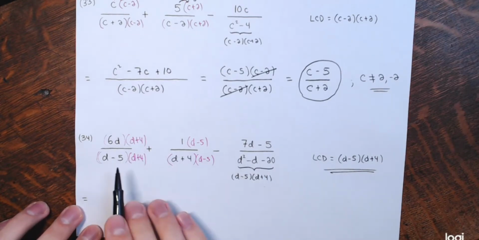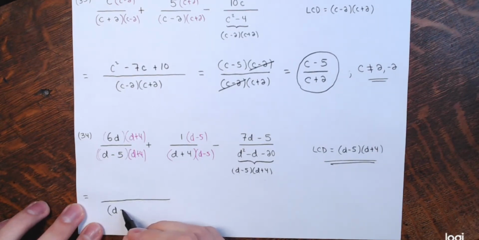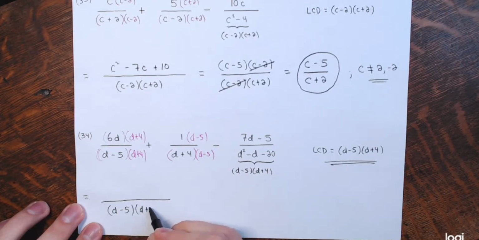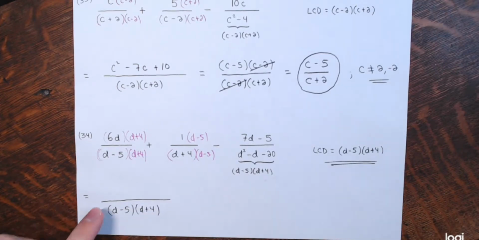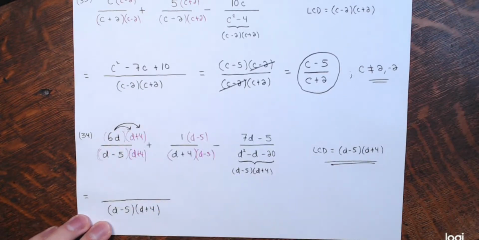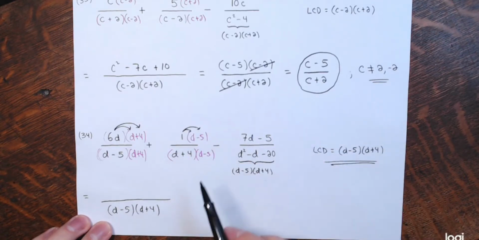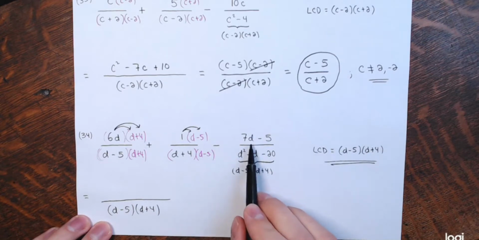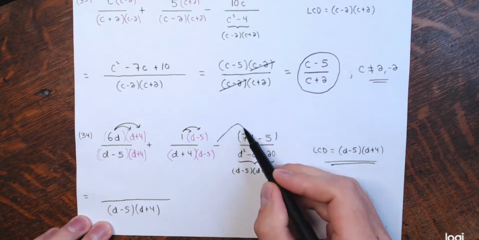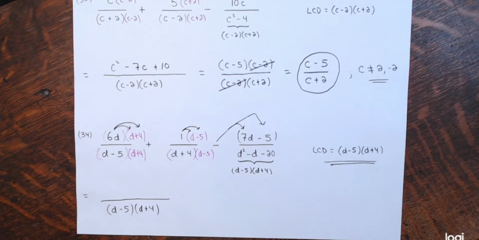When you add and subtract and all the denominators are the same, that's going to be the denominator of the sum. So d minus 5 times d plus 4 will be the denominator of the sum. And I just combine like terms in the numerator. The first numerator has 6d squared plus 24d. The second numerator has just d minus 5. And don't forget, you're subtracting that third numerator. You're subtracting both terms, so it's like distributing the minus 1. You're subtracting the 7d, you're also subtracting the negative 5, or adding 5. Minus negative 5 is plus 5.